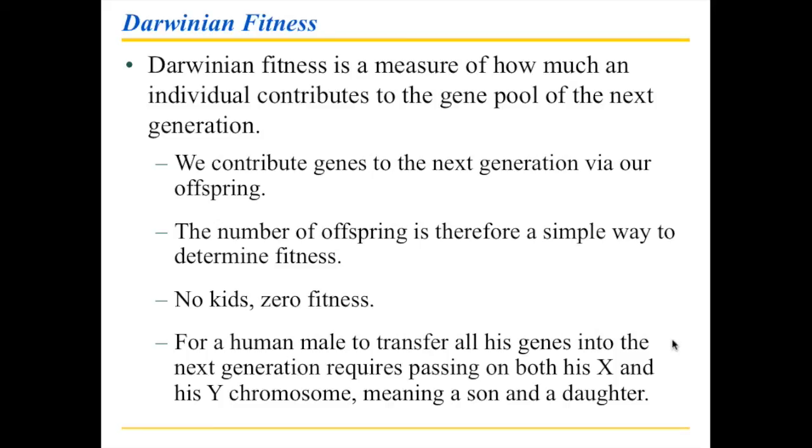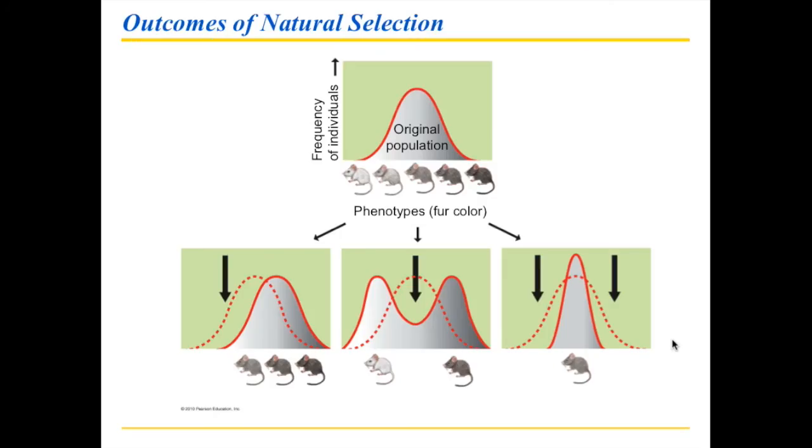For ladies, it doesn't matter, because you have an X chromosome, and if you have a daughter or a son, it doesn't really matter that your contribution is complete. But gentlemen, you have to have at least a son to pass on your Y chromosome, and a daughter to have passed on your X chromosome. So Darwinian fitness depends on what you contribute to the next generation. If you have no kids, then that fitness is 0.